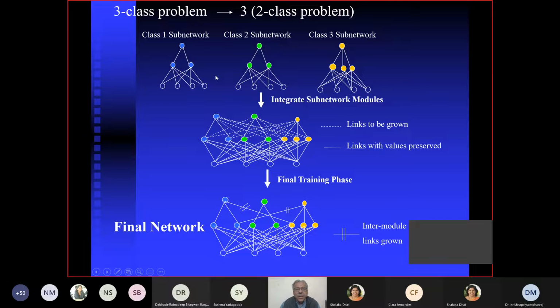If I had generated one network for just the 3-class problem, then I would have had all those link possibilities, all those links. So here you see that the links are sparse. That is, the network is compact.